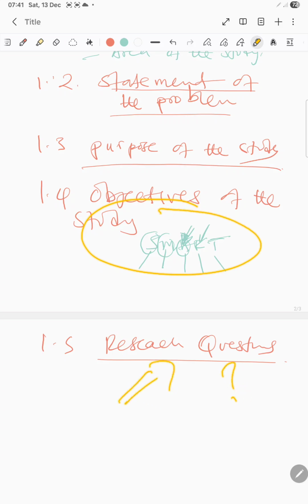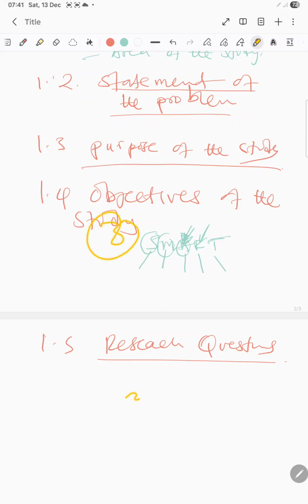So you are rewriting the objectives that you formulated here in a question format, and at the end you put a what? A question mark. So for each objective, if you have 3 objectives, meaning that you should also have 3 what? Research questions. If you have 4 objectives, meaning that you should also have 4 research questions. And we are saying that research questions correspond to the objectives that you formulated here, and you're writing them in question form. All right, so that is how you write the research questions.